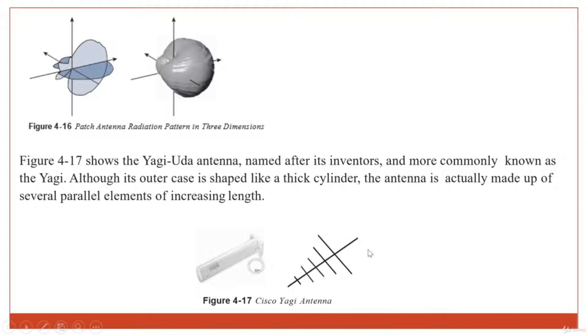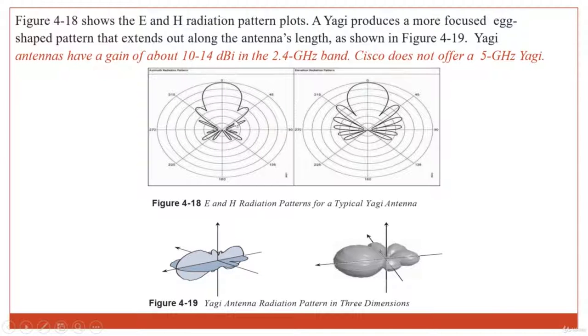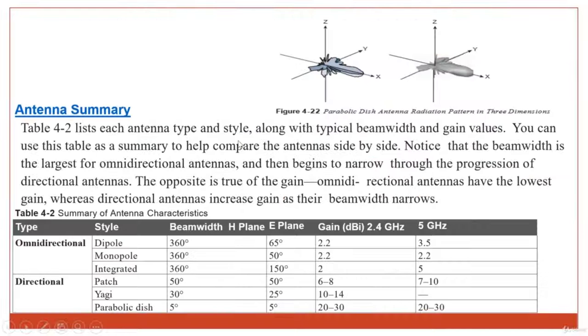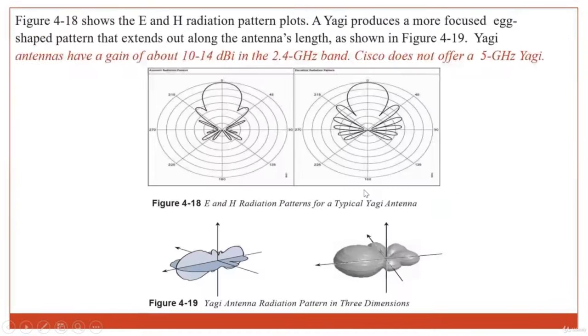Next, we have the Yagi antenna. Again, the name of the inventor is Yagi, so that's why this is the Yagi antenna. In Yagi, again, you can see this is very much focused on one direction, and the gain for these antennas is 10 to 14 for 2.4, and we can see the list as well. Cisco does not support or offer 5 gigahertz Yagi, so that's why it is not there for 5 gigahertz. But you can see that's 10 to 14 for Yagi. And if I go and check the list, yeah, 5 gigahertz Cisco is not supporting, so it is not listed here.